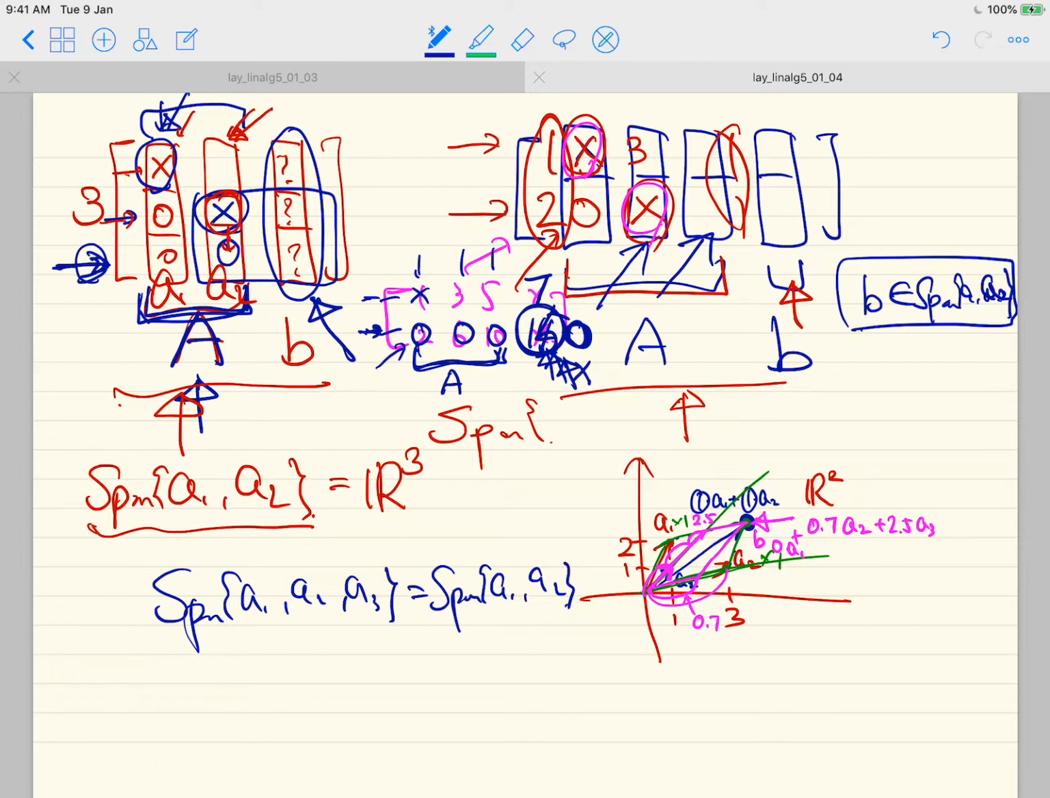Three unknowns? Yeah, we have three unknowns, right? And two equations. So in this case, no solution exists over here. Right. So even if we have more variables than equations, we cannot guarantee that a solution always exists.